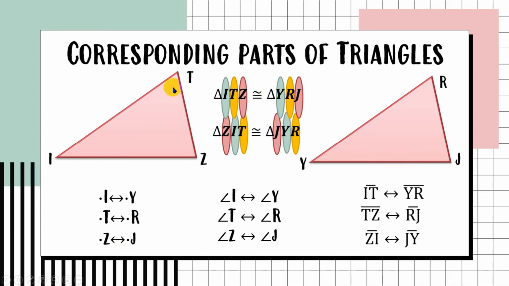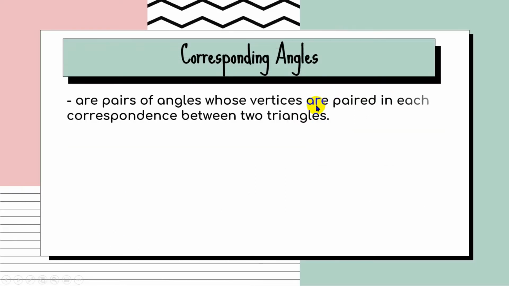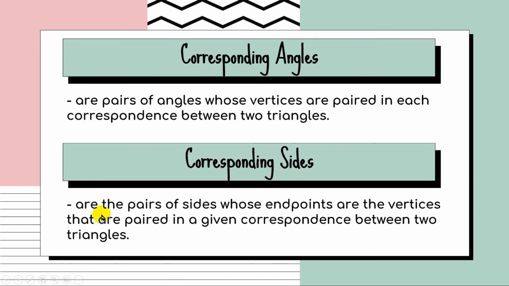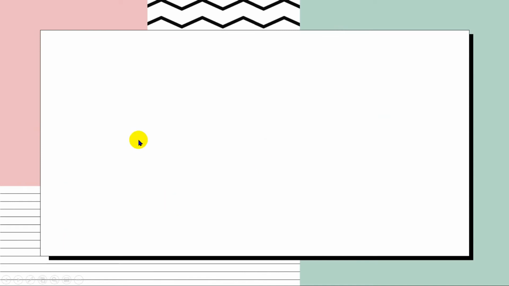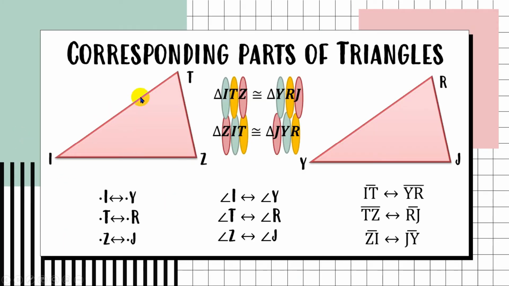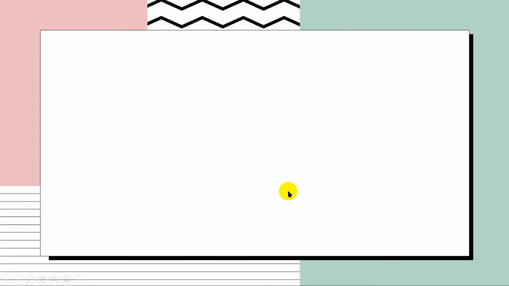Okay? So, ano nga ba at bakit nga ba kailangan nating malaman itong corresponding parts na ito? So, corresponding angles are pairs of angles whose vertices are paired in each correspondence between two triangles. Corresponding sides are the pairs of sides whose endpoints are the vertices that are paired in a given correspondence between two triangles. So, sabi ko nga sa inyo, dito po sa ating unang example, malinaw na alam natin muna dapat yung vertices para makita din natin yung corresponding angles at ang mga corresponding sides.